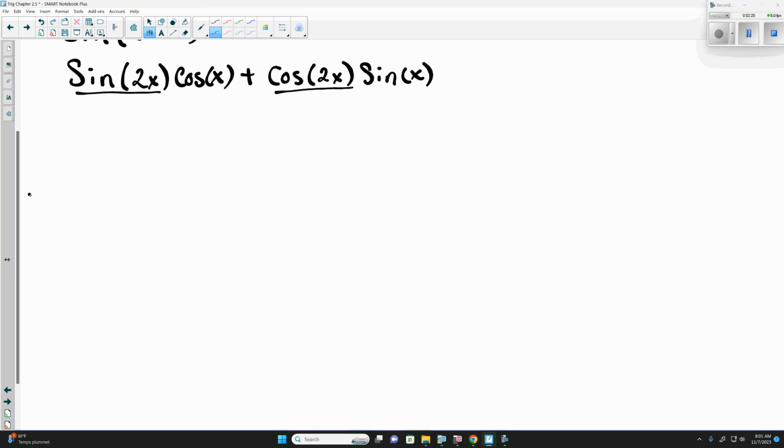Now sine of 2x has exactly one equation, and it's 2 sine of x cosine of x. That's the only equation we have. Sine of 2 theta is equal to 2 sine of theta cosine theta. So in our terms, we have x, so sine of 2x equals 2 sine of x cosine of x. Plus.